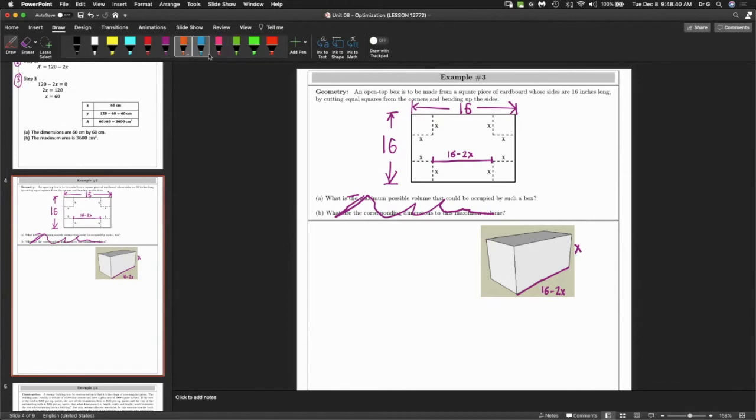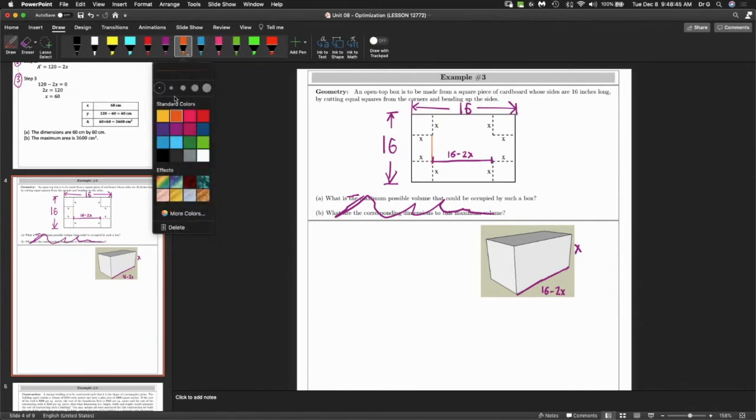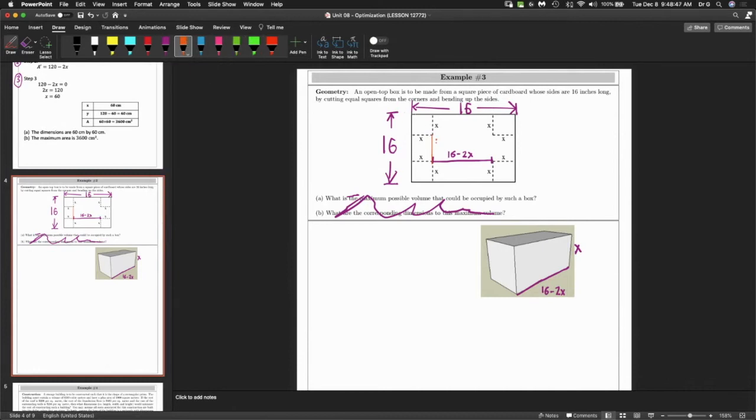And just maybe in a different color, let's use orange here. That length is also going to be 16 minus 2x because it's a square, and I didn't really draw it well, but I hope that you will forgive me. There you go, okay? So those are the dimensions of the box. That's all the drawing you're going to get from me for this question.